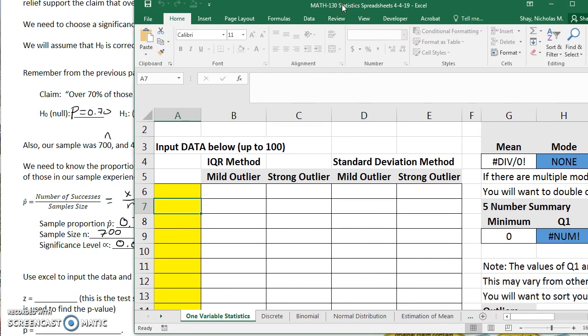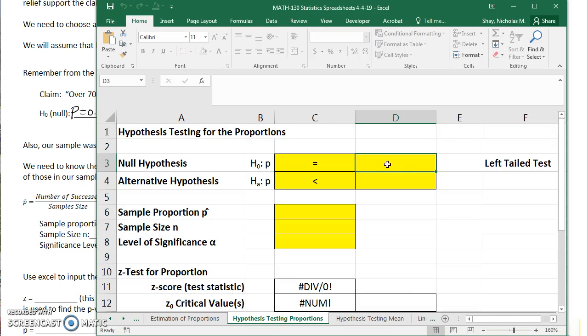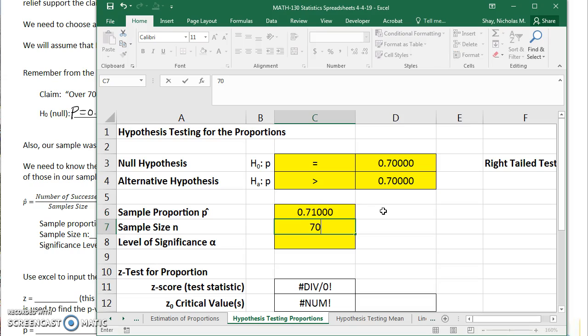So when you're in your Excel tab, you're going to click over and find hypothesis testing proportions. So we're going to put our null and alternative hypothesis here. p is equal to 0.70, and then 0.70. It's the same thing in the null and alternative, but we need to change this from less than to greater than. And now we're going to go down here. Our sample proportion was 0.71, our sample size was 700, and our significance level was 0.05.